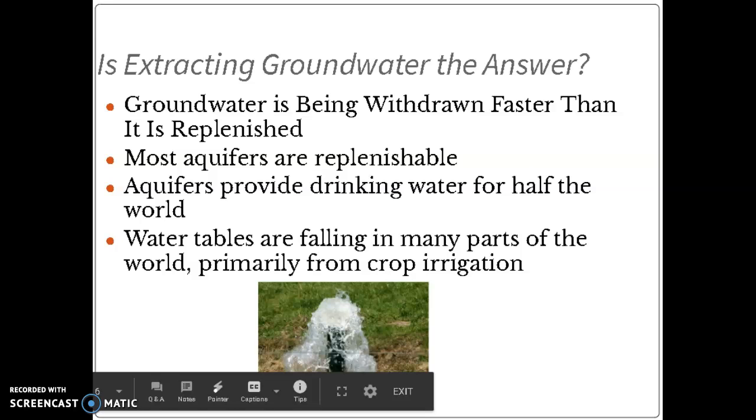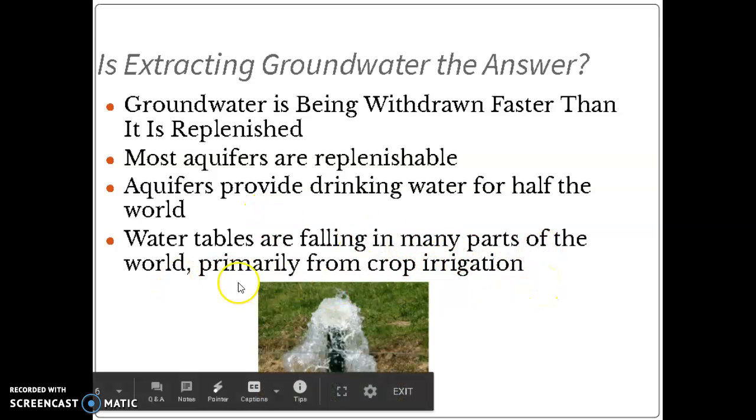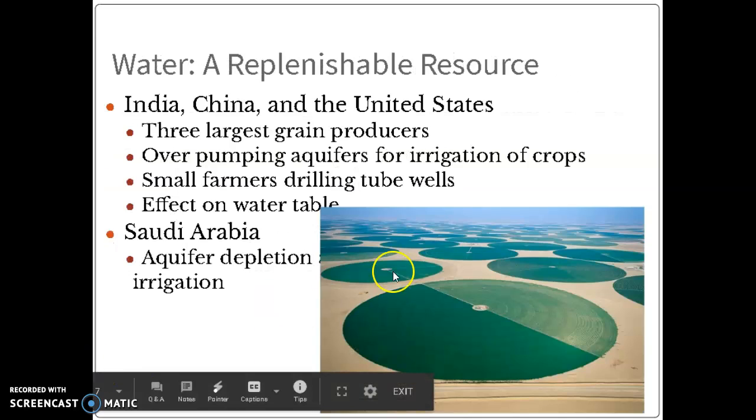So the question is, is extracting the groundwater the answer? Groundwater is being withdrawn faster than it is being replenished. Most aquifers are replenishable, but you have to give them time. Aquifers provide drinking water for half of the world. The water tables are falling in many parts of the world, primarily from crop irrigation. So, no, extracting the groundwater is not the answer. Water is a replenishable resource.